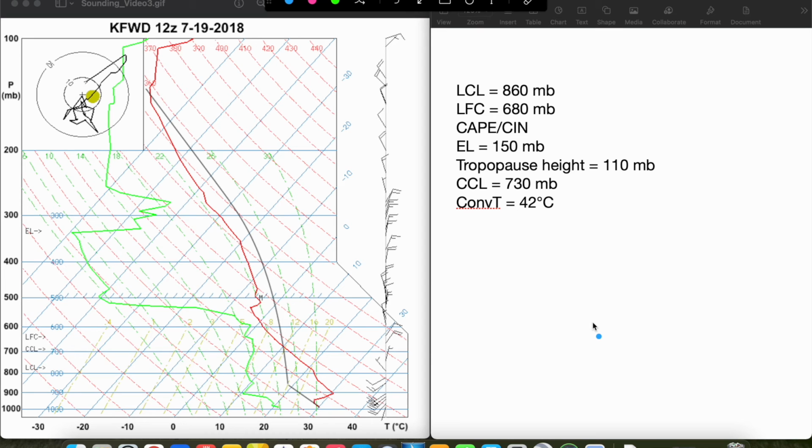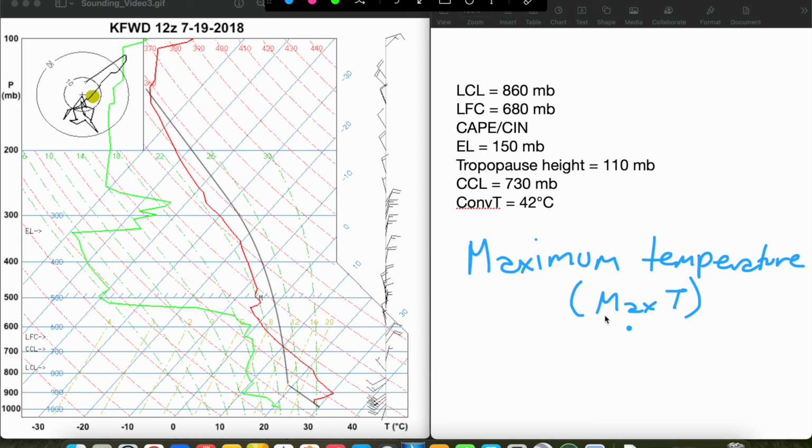So the next parameter that we'll talk about, and probably the last one that we'll do in this video, we've got a bunch more parameters to go through, but just so I don't make this video super long, I'm going to break this environmental parameters video into multiple parts. So the last parameter we'll talk about today is the maximum temperature. And it's exactly what it sounds like. It is an estimate of the maximum afternoon temperature, abbreviated by MaxT, or Tmax.